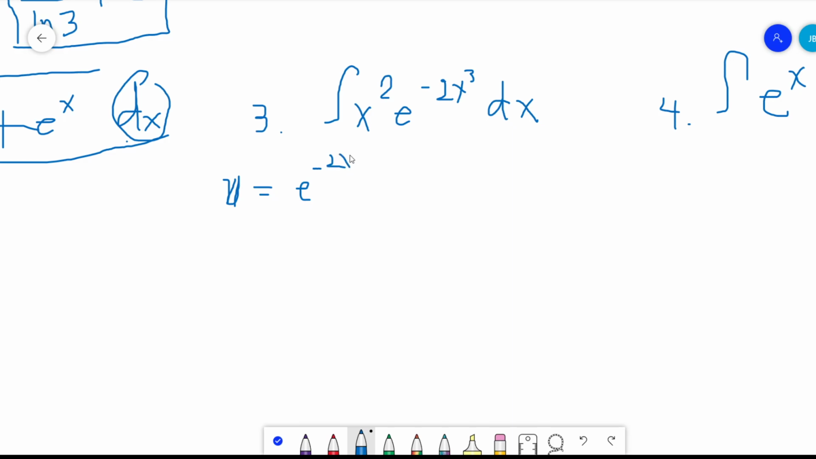This is just a trial, okay? Trial can also be wrong. So du is equivalent to e raised to negative 2x cubed times the derivative of negative 2x cubed, that's negative 6x squared dx.